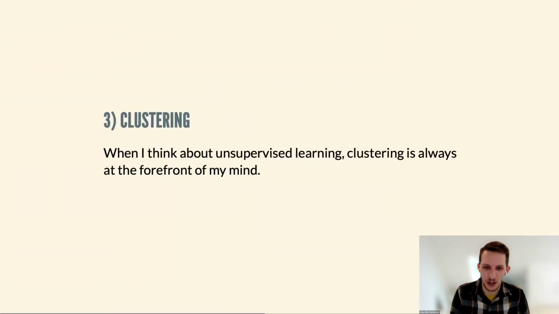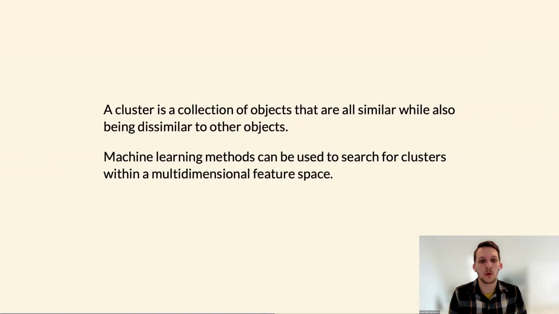Okay, clustering. This is what I want to focus on today. This is the big thing that I want to look at. And when I think about unsupervised learning, I typically think of clustering and not these other techniques that I've mentioned, although they, again, are all part of unsupervised learning. So a cluster, when you're looking in a multidimensional data space, is a collection of objects that are all similar while also being dissimilar to other objects. So thinking back to that figure we had a moment ago, all of the number ones are kind of similar, but they're also clearly different from the number 0.